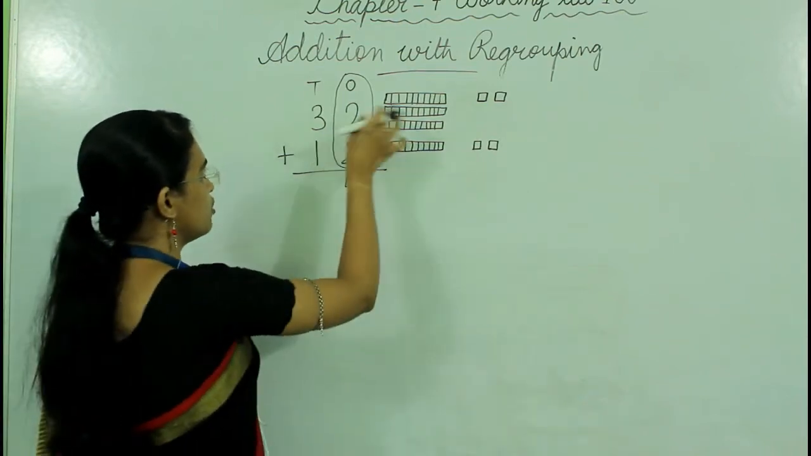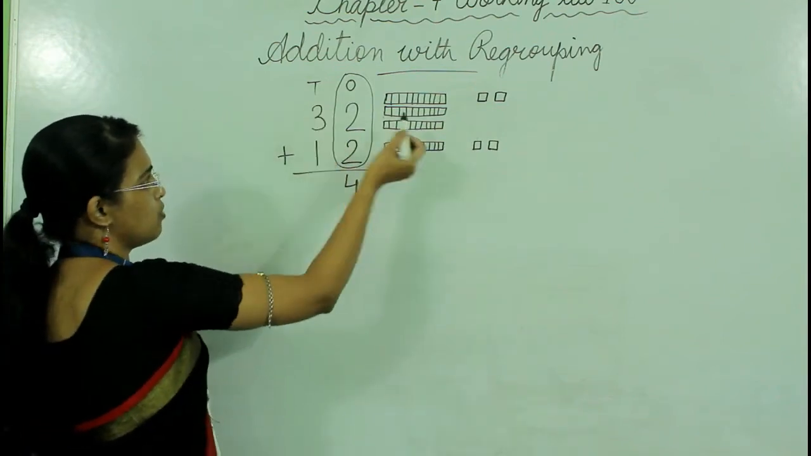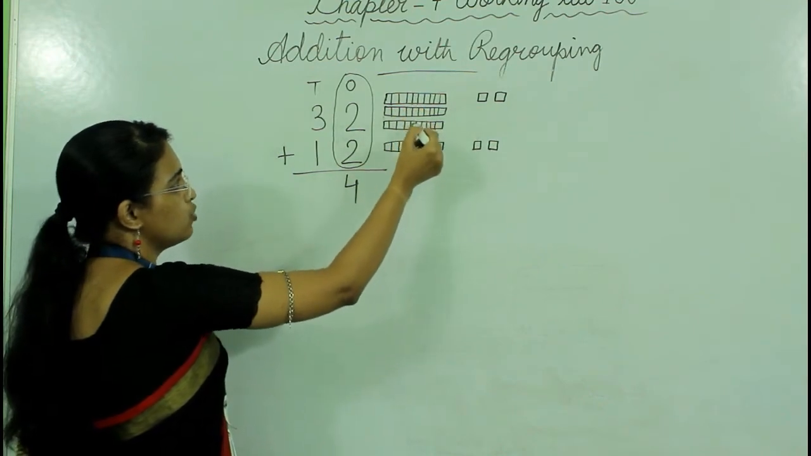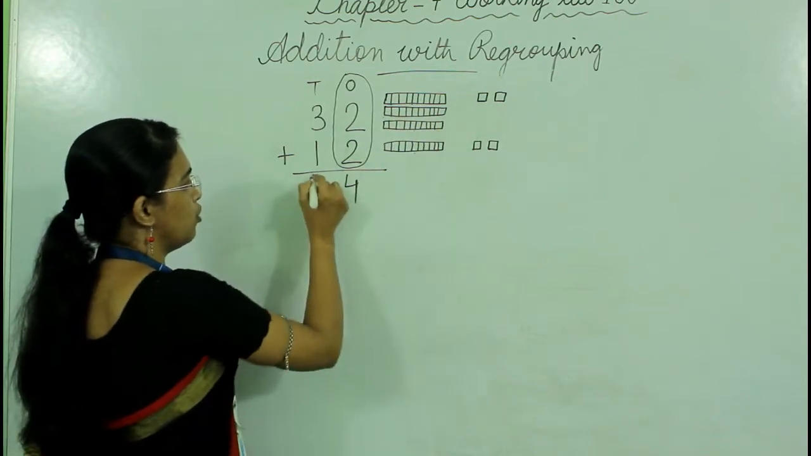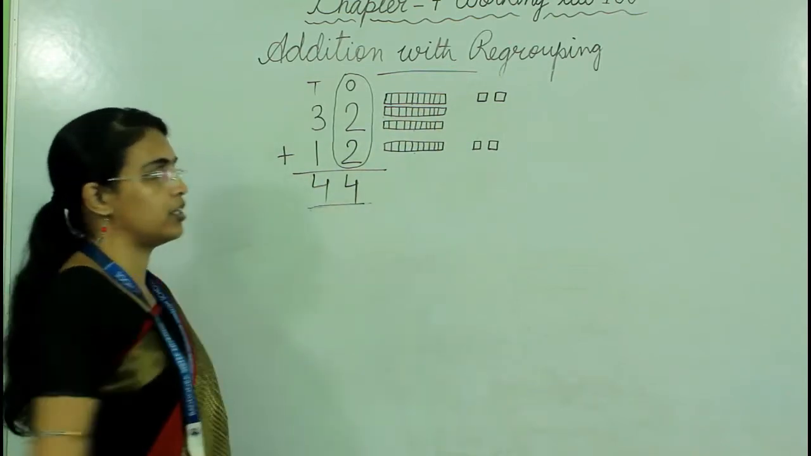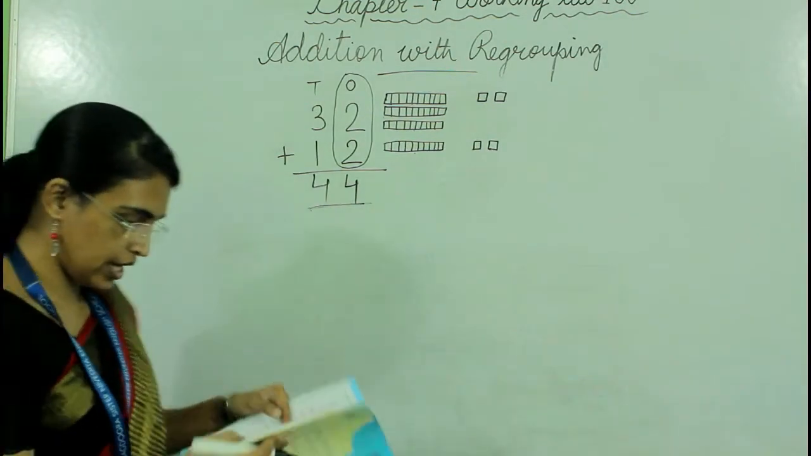Now which one will we do? Tens place. So 3 plus 1. Okay. Now we have to add this one. 1, 2, 3, 4. How many groups? 4. So the answer is 44. In this way, you can do this sum. Okay. Now we will do the exercise.